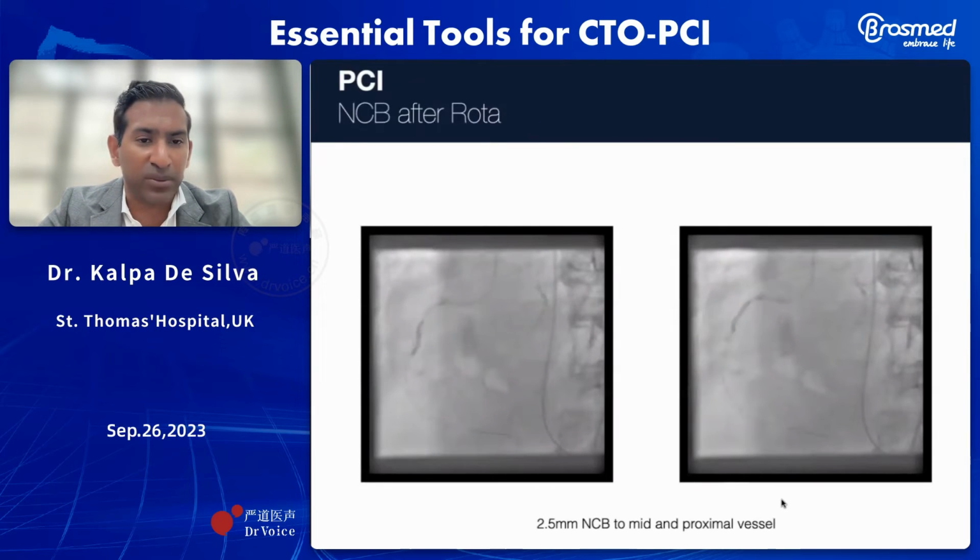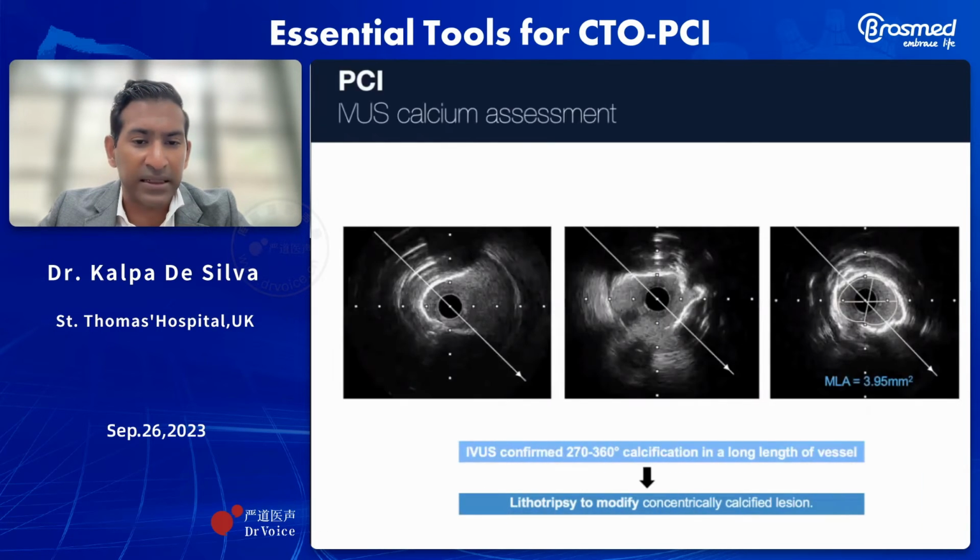Subsequently, a 2.5 millimeter non-compliant did inflate both mid and proximal. Interestingly, there was still a lot of calcification, and IVUS was used to really define this in more detail. And you can see in the right panel the concentric nature of the calcification and a relatively deep wall calcification here. And I opted again, just to ensure durability and a good stent result acutely, to use lithotripsy to try and modify.